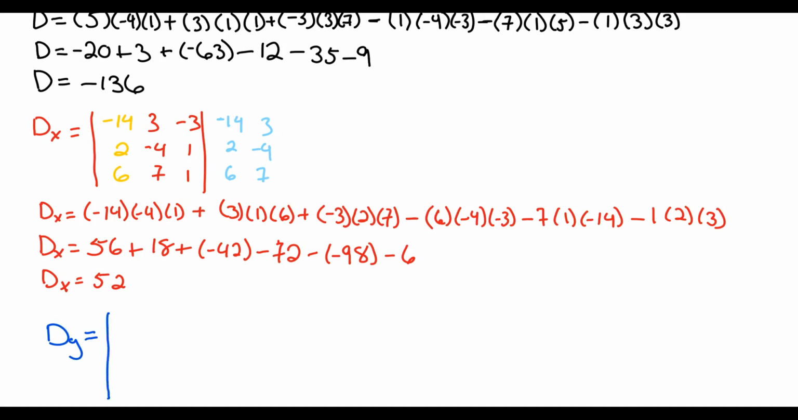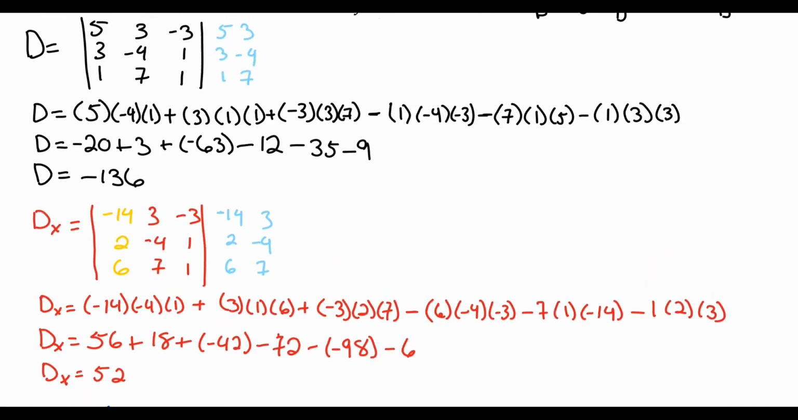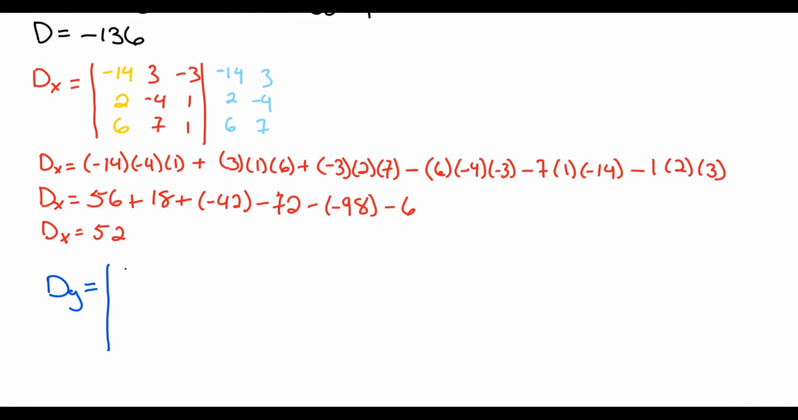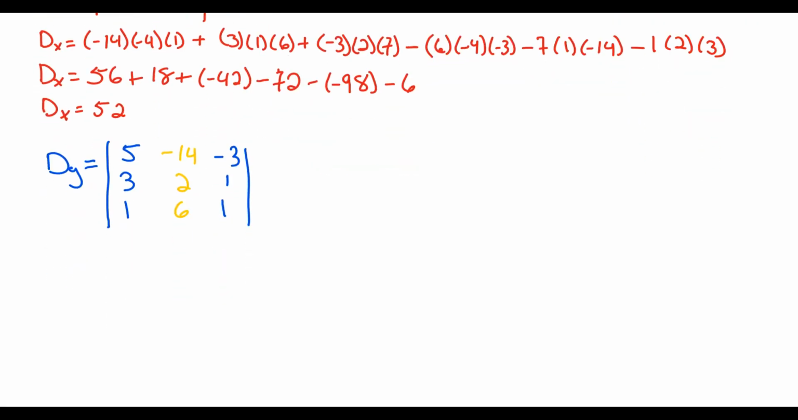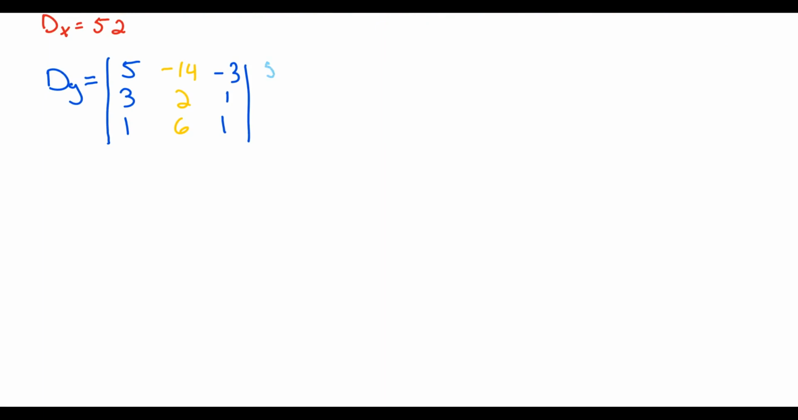So with d sub y, my first column is going to go back to my 5, 3, 1. My second column, which is my y's, is going to change to this negative 14, 2, and 6. My third column, which is my z's, is going to stay negative 3, 1, 1. Then I'm going to write down my first 2 columns again. So it's going to be a 5, 3, 1, negative 14, 2, and 6. And I'm going to find my determinant.